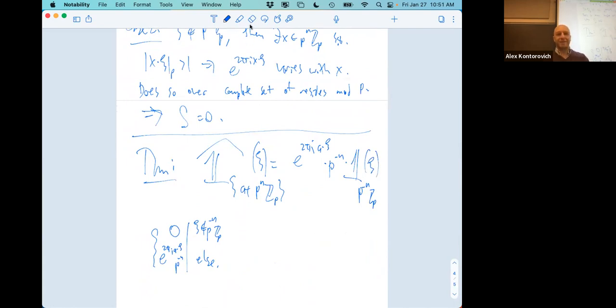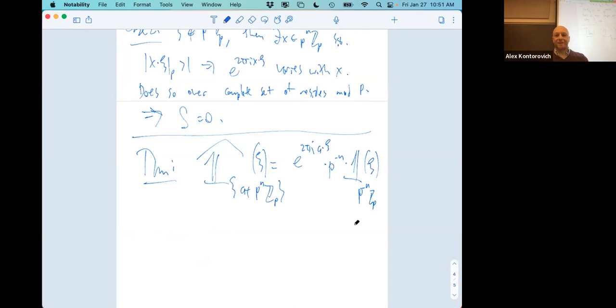Now I don't need this stuff. Why isn't it the complement? It's 0 if c is not in p to the minus n Z_p, and 1 otherwise. That's not a simple function. It's an indicator function times a constant. You're right. This is not a simple function, but it's a character times a simple function. Yep. Thanks. So look at what happens.